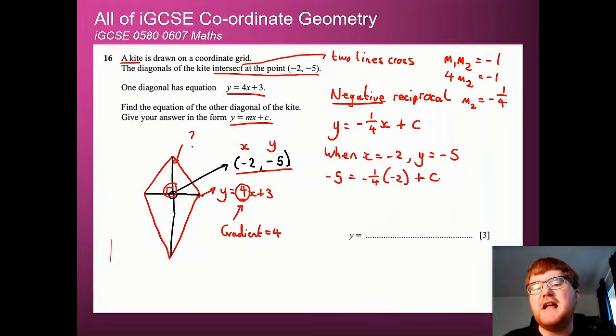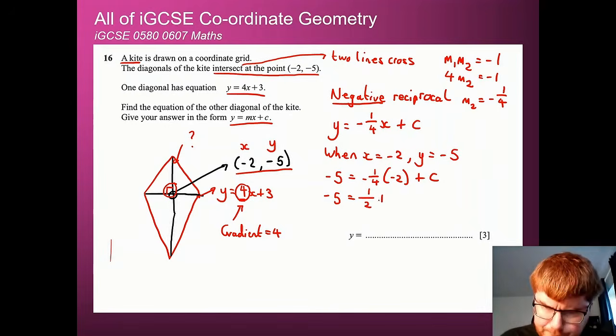And now this is just an equation to solve. This is where we have to be nice and accurate. So first of all, we're going to do minus a quarter times minus 2. Well, the minus times the minus is a plus, and a quarter times 2 is 2 quarters. Again, you can do this on your calculator, or a half.